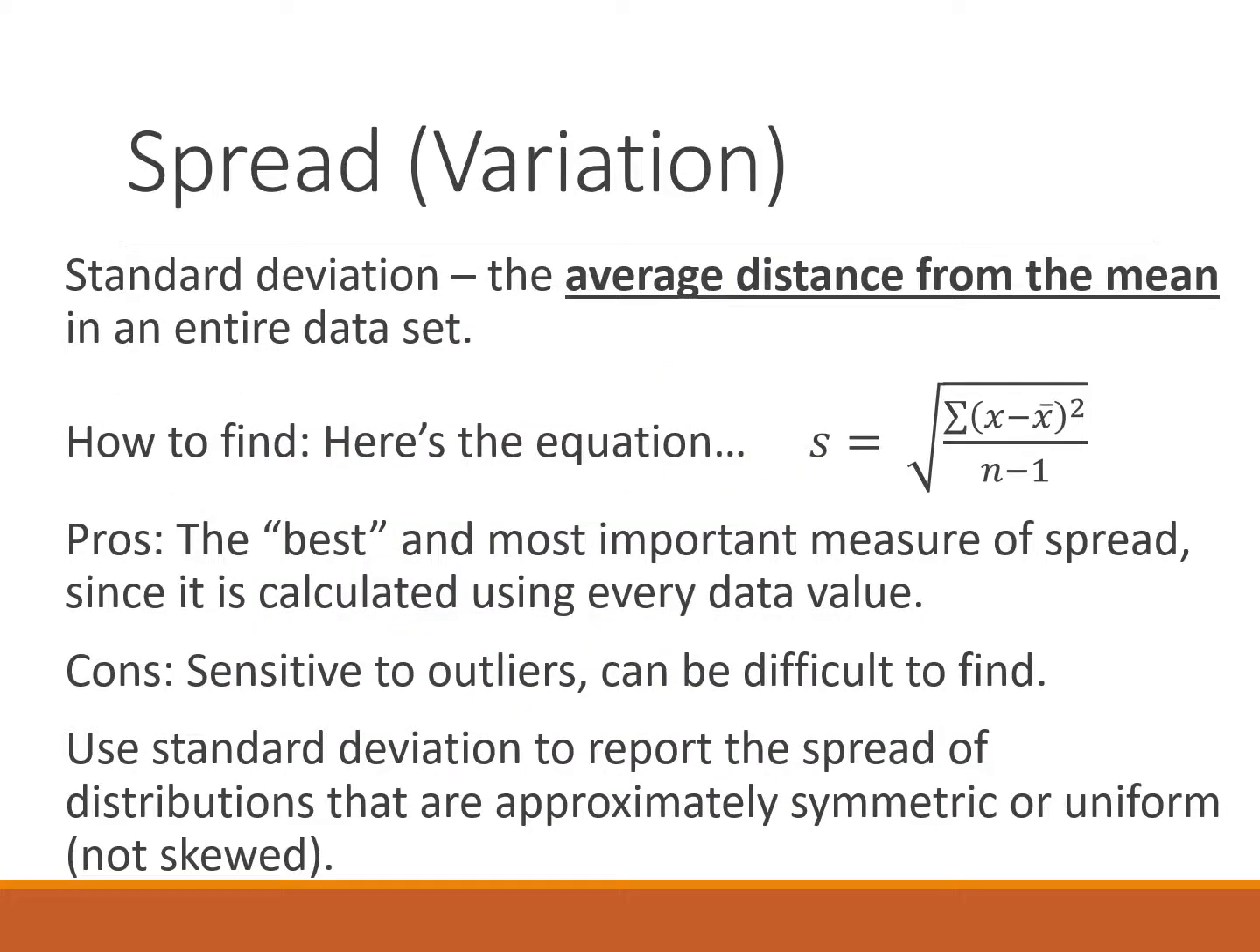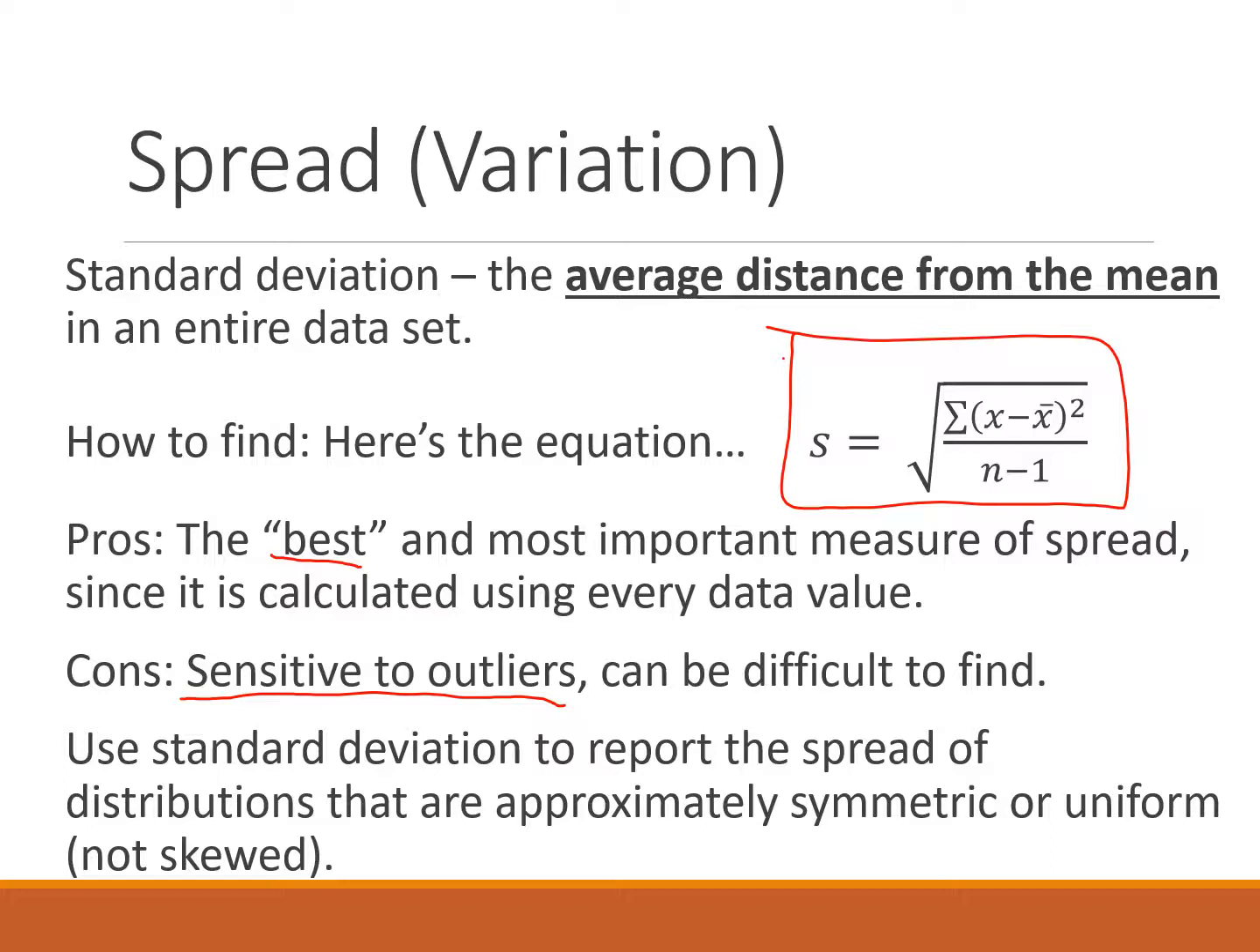Now to define what standard deviation is, it's the average distance from the mean for an entire data set. Here's our equation of how we find it. It's a bit complicated, but the good news is that once we're through this chapter and we understand how it's found and what it is, we let the calculator do this work for us. The reason the standard deviation is the best measure of spread is that it's calculated using every data value, the same way the mean was. The reason that we have issues with it is that it's sensitive to outliers, just like the mean, and it can be a bit of a pain to find.